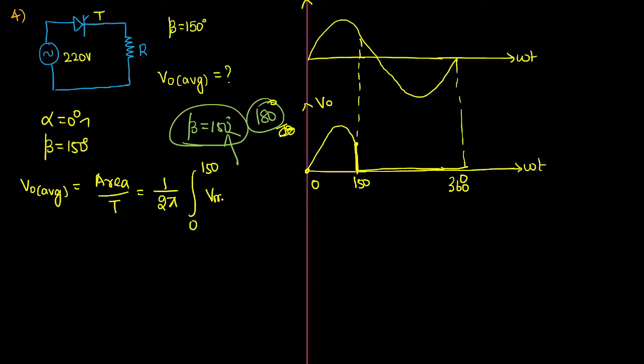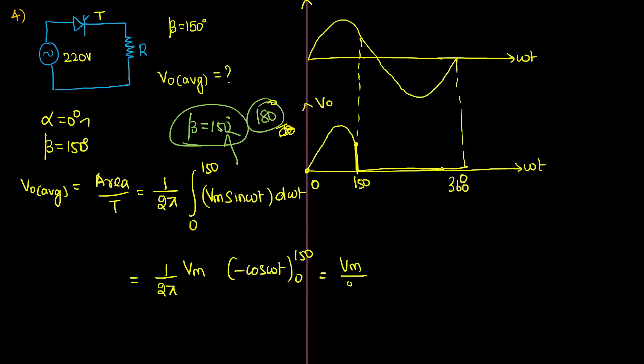As usual, write the expression of the instantaneous voltage: Vm sin omega t with respect to d omega t. Shall we start? If you reduce this, you will come up with 1 by 2π. Vm you can take out. Sin omega t will become minus cos omega t from 0 to 150 degree. That's all. So from this you can write Vm by 2π into minus of cos 150, minus of minus will become plus cos 0, the value 1. That's all. Now reduce this.